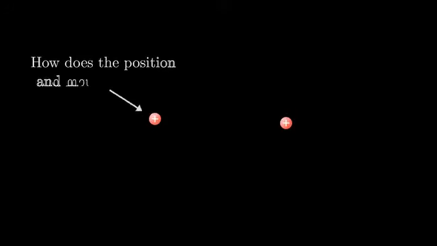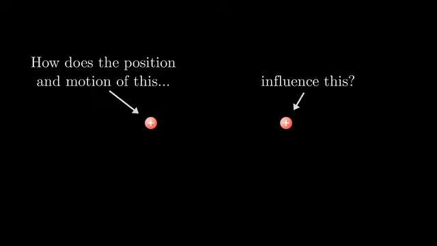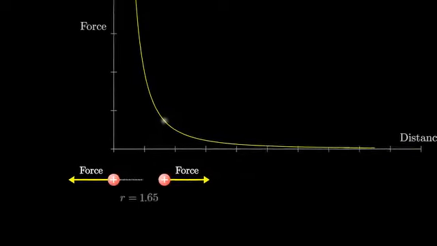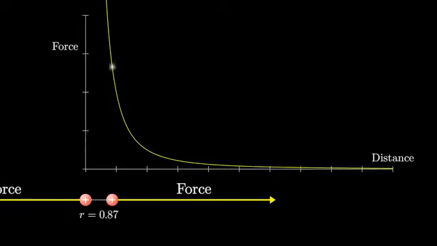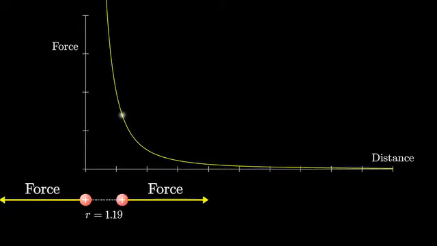In some sense, the fundamental question of electricity and magnetism is how the position and motion of one charged particle influences that of another. For example, one of the first things you learn, say in a high school physics class, is that charges with the same sign tend to repel each other. And the strength of this force depends a lot on the distance between them. If your charges are close, that repulsive force is very strong, but it decays very rapidly as these particles go away from each other.